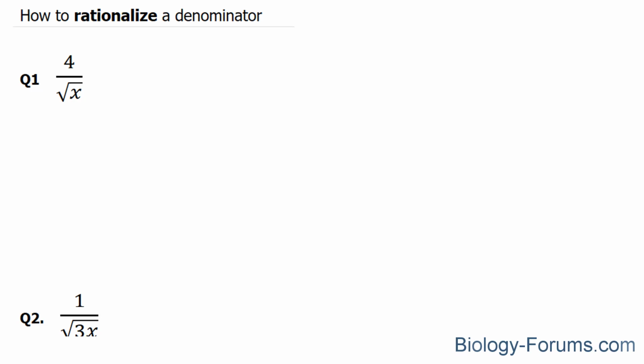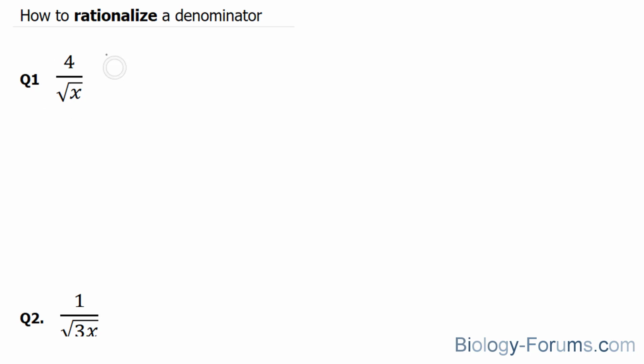In this demonstration, I'll show you how to rationalize a denominator. To rationalize a denominator means to somehow get rid of the square root that is located in the denominator position. We usually get rid of the square root in the denominator position because by convention it shouldn't be there.